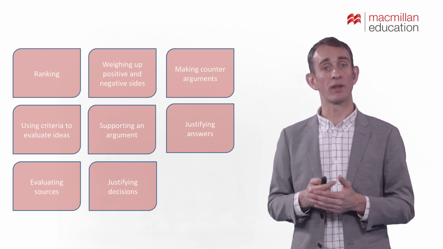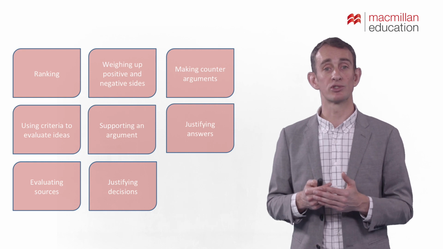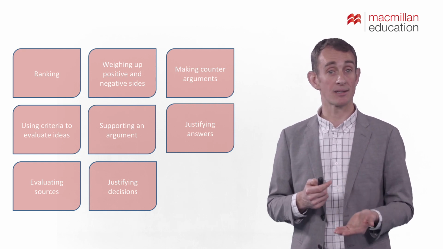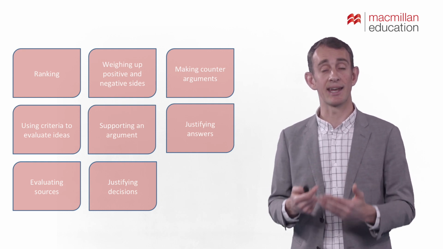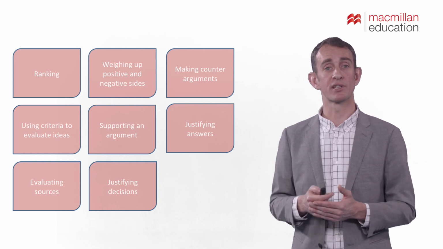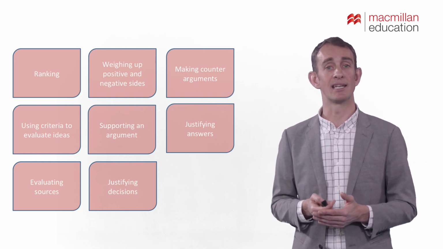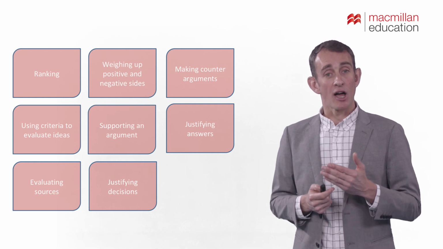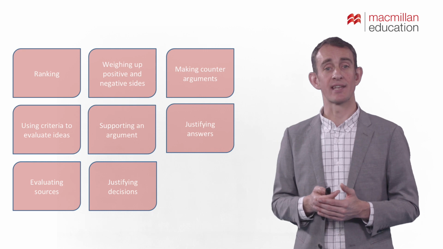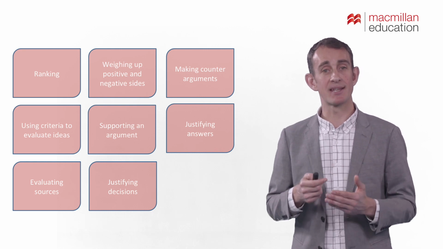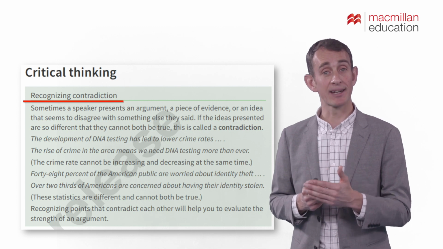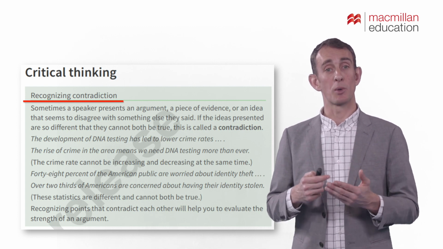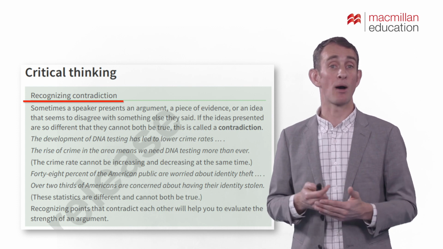So throughout that level, they're developing ranking skills, supporting an argument skills, justifying answers, evaluating sources, etc. So they're building up those sub-skills as they go through each level. At the higher levels of Skillful second edition, there is a more explicit focus on each sub-skill. So for example, here we have the sub-skill of critical thinking, recognizing contradiction. So we have some explicit input about that sub-skill.